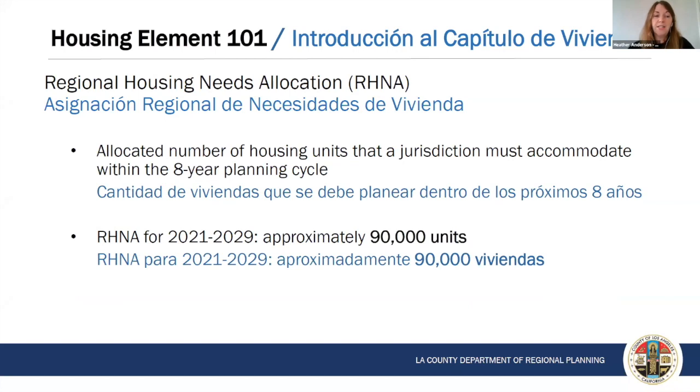State law requires cities and counties to plan for the estimated number of homes for current and future residents through land use and zoning regulations. The assigned allocation for the unincorporated communities for 2021 through 2029 is approximately 90,000 homes, which is the largest number the county has ever had.